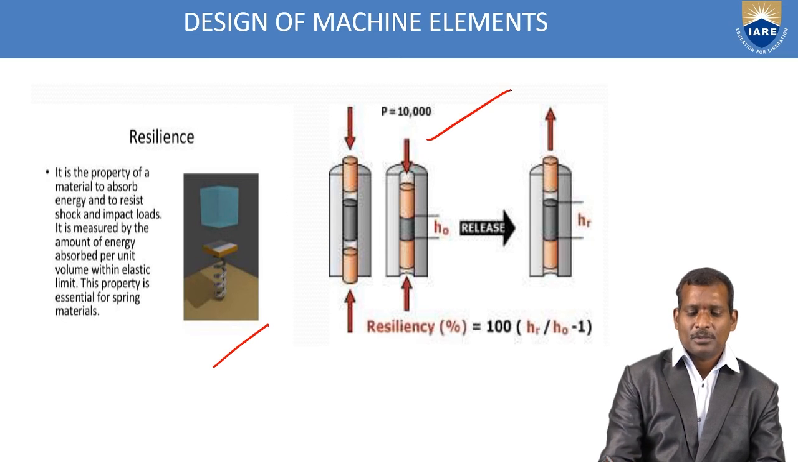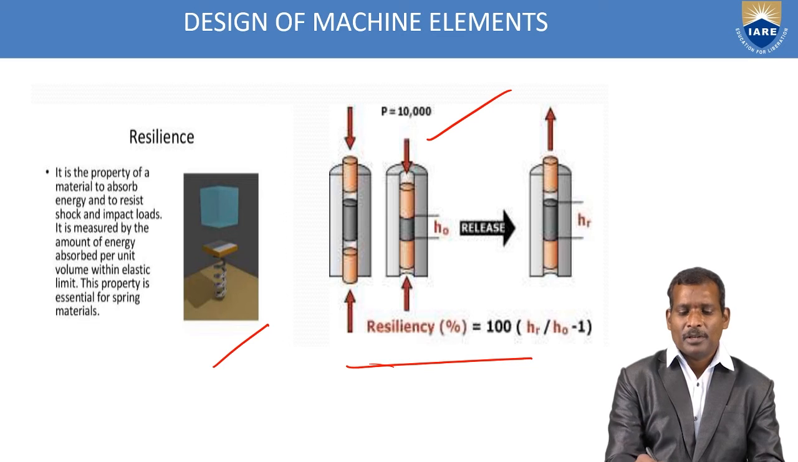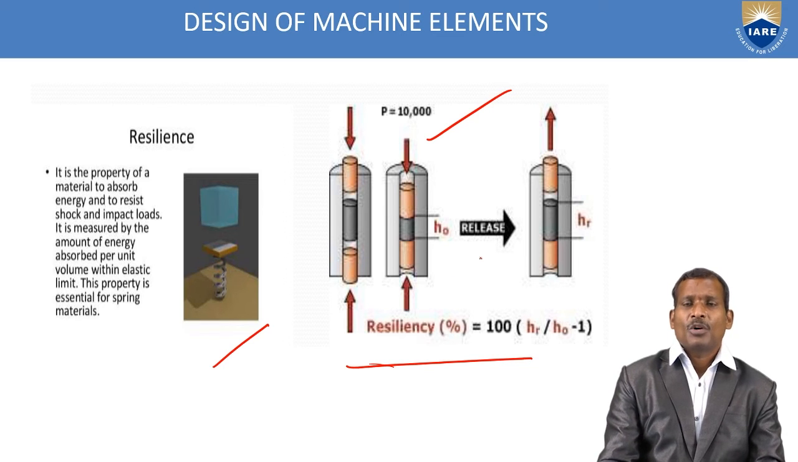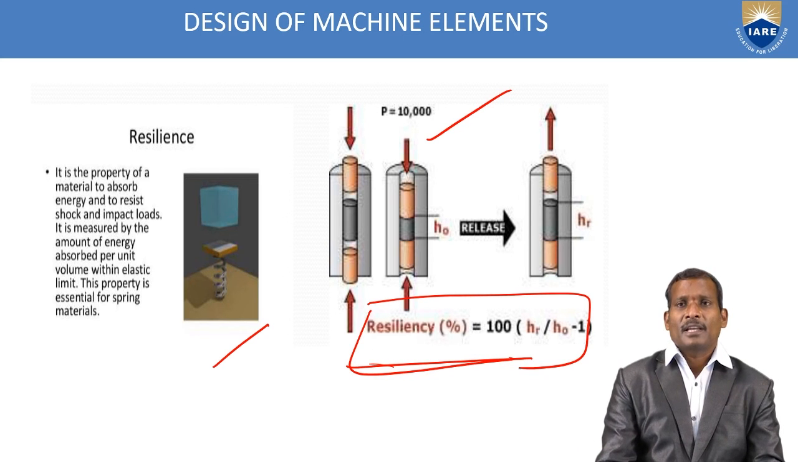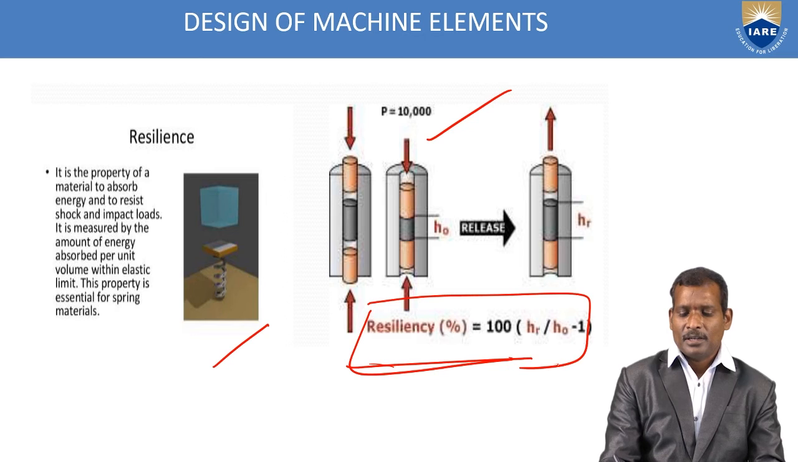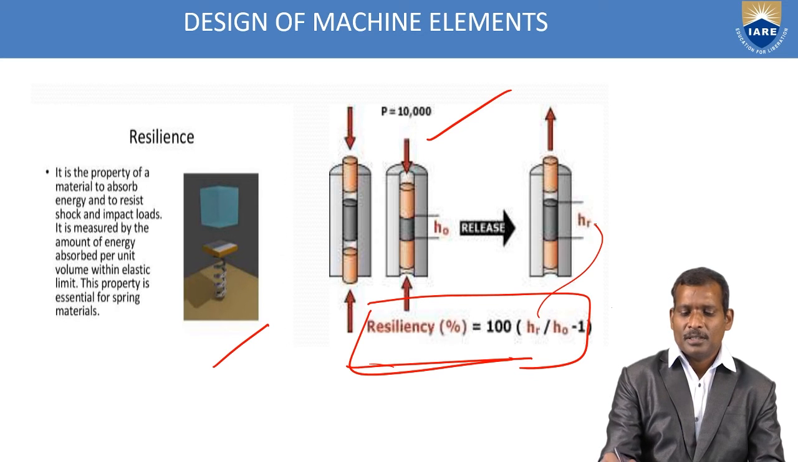Say the load is 10,000. So what is the resilience percentage? Apply load and release. How much energy is stored? By using this empirical relation, you can calculate the resilience percentage: 100 times HR by H0 minus 1. So what is HR shown in this diagram?